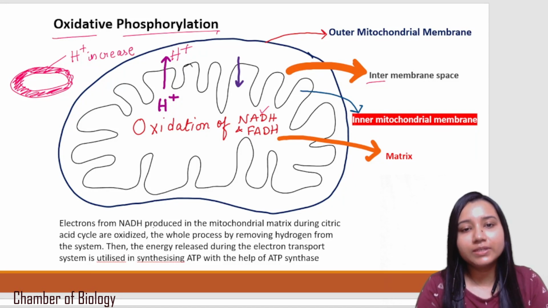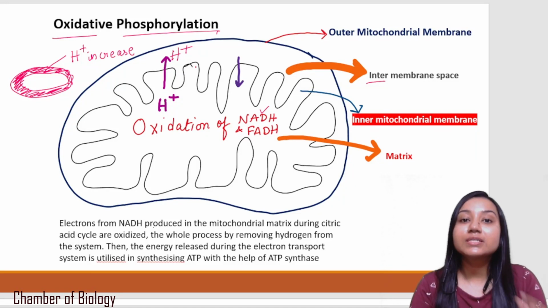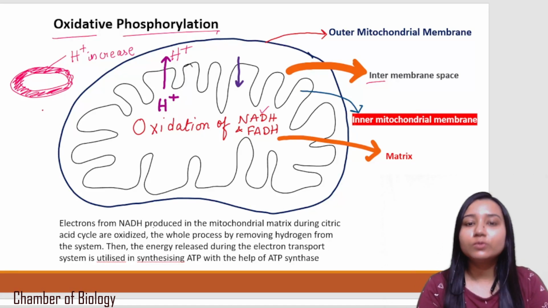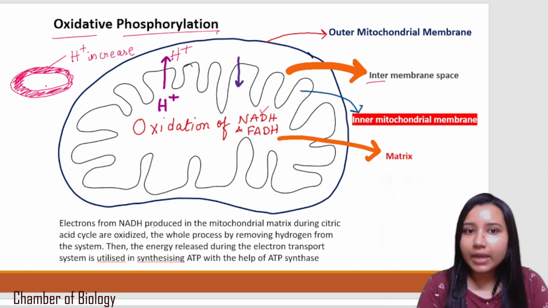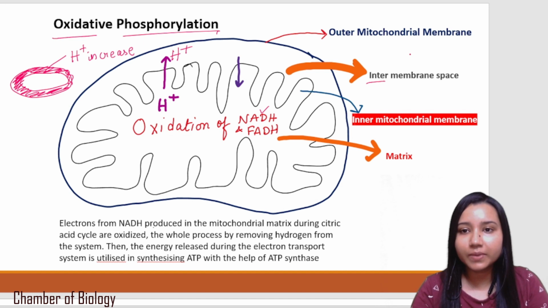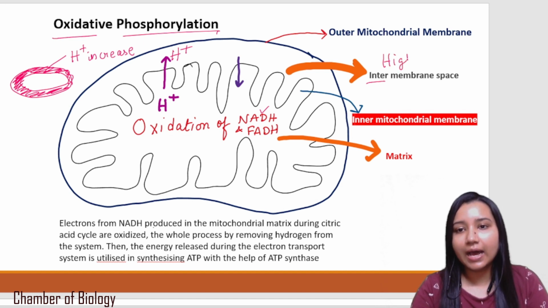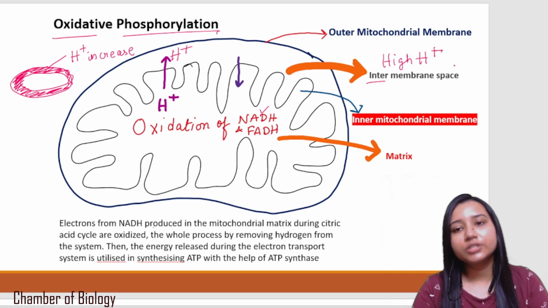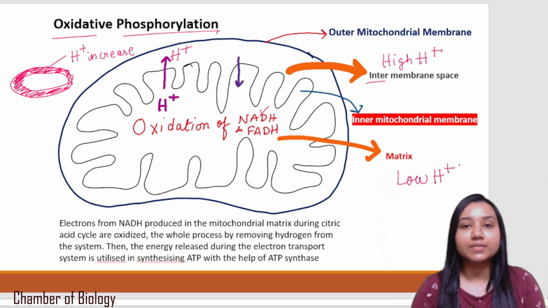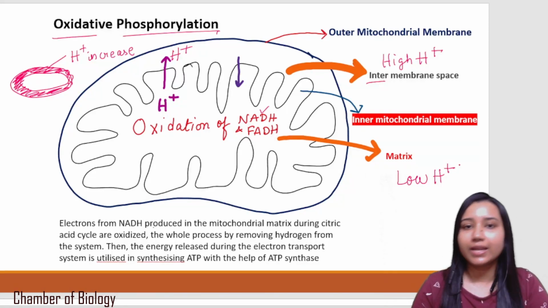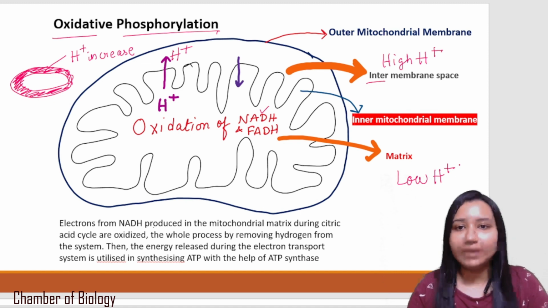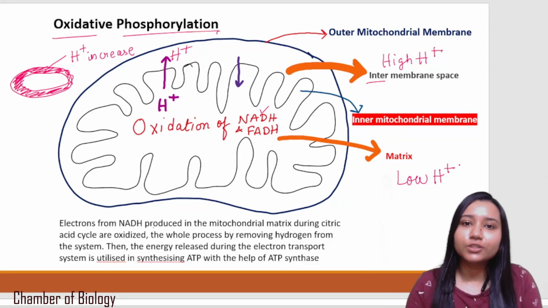And how are we going to increase it? We are increasing it by using certain complexes which are going to pump the H plus from the matrix to the intermembrane space. Now, when there is an increase in H plus in the intermembrane space, we can write high H plus concentration, and the matrix will have low H plus concentration. So you can see a proton gradient, or H plus gradient, has been created. Now, this is going to help us in the production of ATP. So obviously phosphorylation will take place.